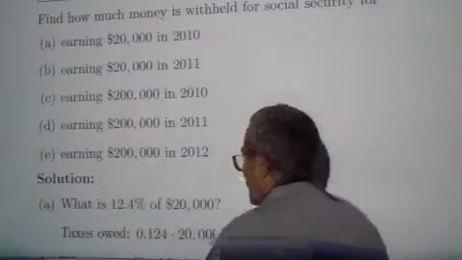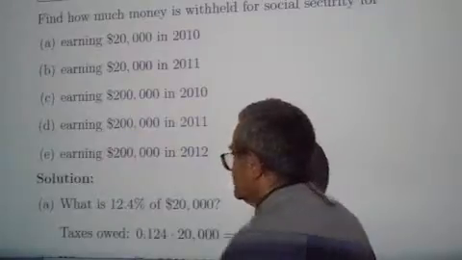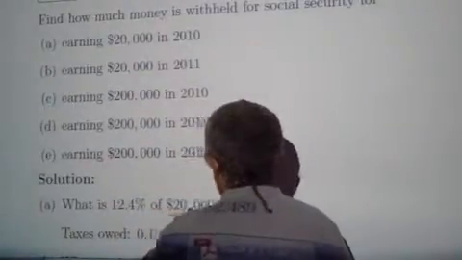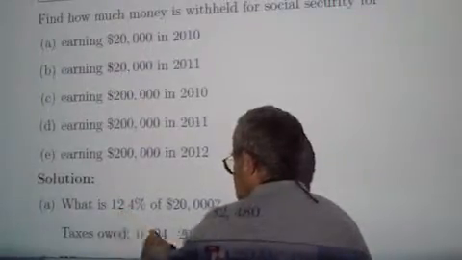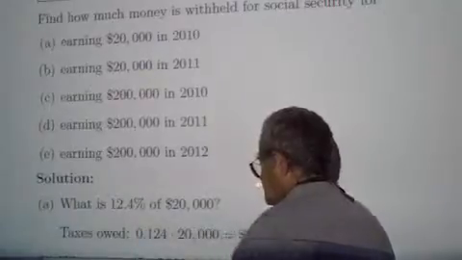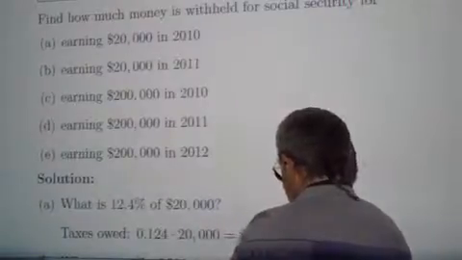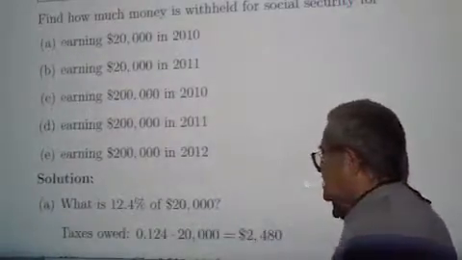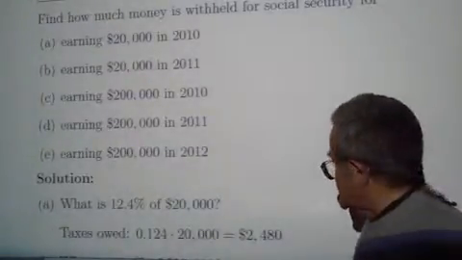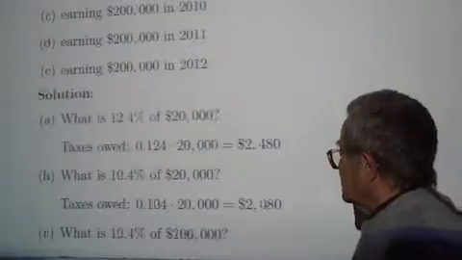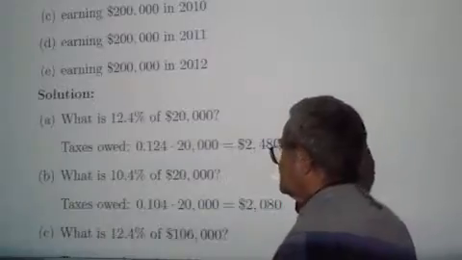Solution. Remember when we worked with the percent, amount is percent of base. So taxes owed, 0.124, multiplied by 20,000, I came out with $2,480. You may agree or disagree. What is 10.4% of 20,000? 2,080.